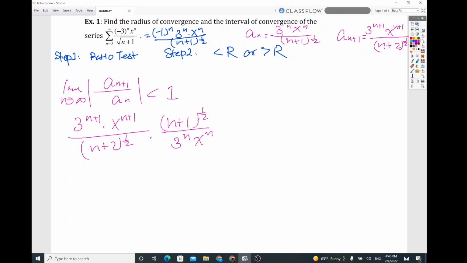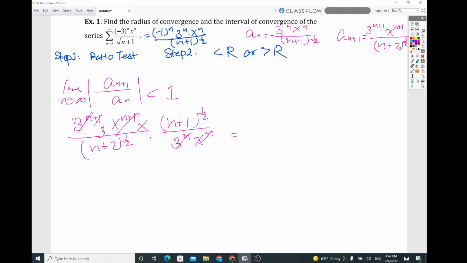And then obviously this one can cross cancel a little bit. So 3 to the power of n, so 3 to the power of n. So what's left here? Just 3. And then x to the power of n cross out with that x to the power of n plus 1. So that's just 3x. And also for this one here, we can just regroup them.